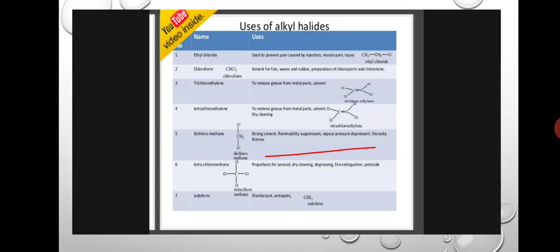And next, uses of alkyl halides. Some of the medicinal and industrial uses of alkyl halides are there. The uses of ethyl chloride and chloroform, tetrachloroethylene, trichloroethylene, dichloromethane, tetrachloromethane and iodoform are there. Already we have discussed it.